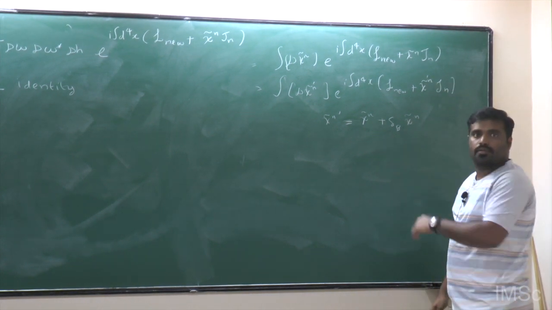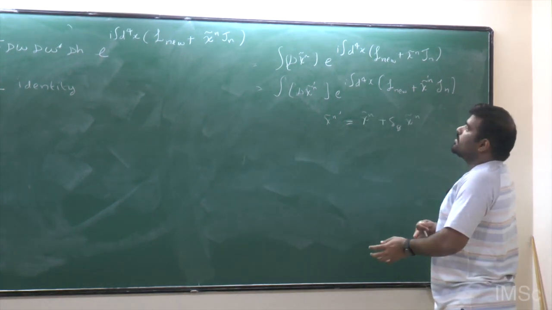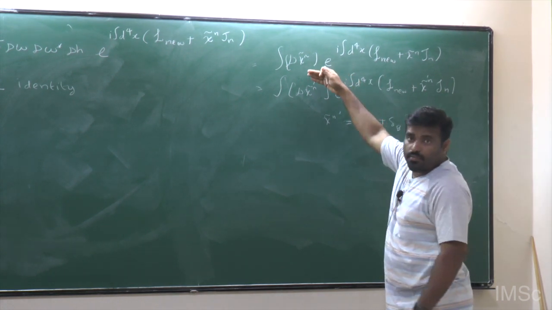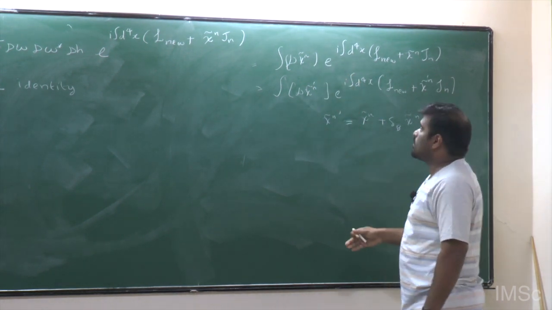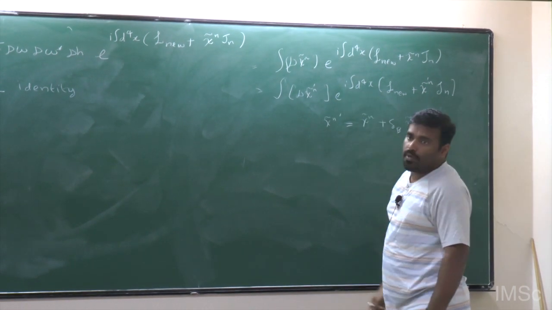So that's a trivial statement. We just utilize the fact that the functional integral is invariant under any of the field configuration. I mean, you can take any particular choice of the point in the gauge orbit and then perform the path integral.